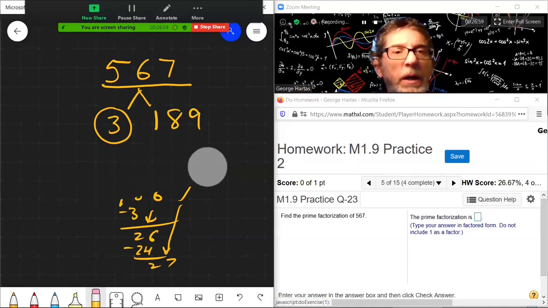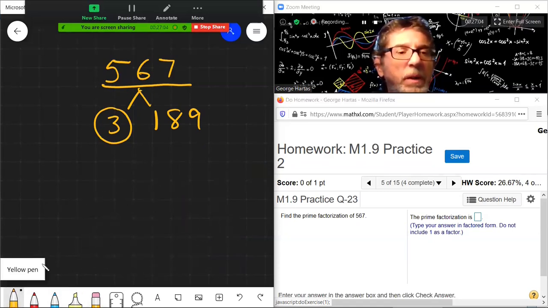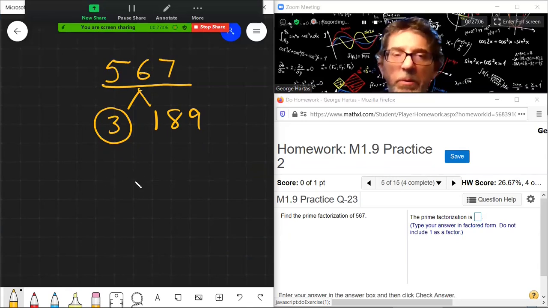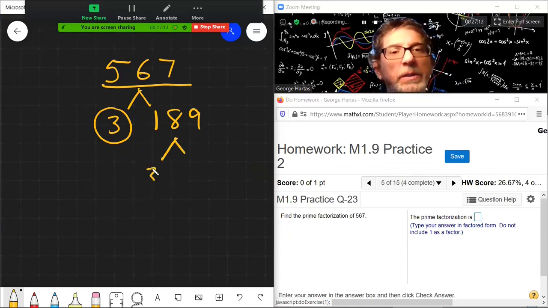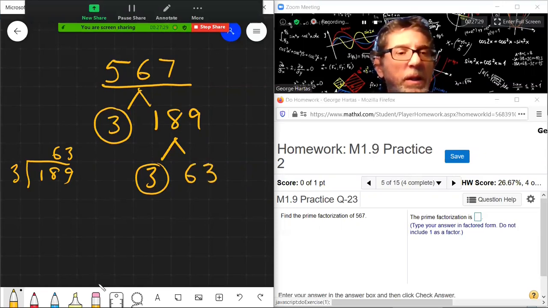So now is 189 composite or prime? Let's try divisibility rules again. 1 plus 8 is 9. 9 and 9 is 18. Yeah, 3 goes into it again. Nice. Very good. So 3 into 189. 3 goes into 18 6 times. 3 goes into 9 3 times. Very good. 3 times 63 is 189.